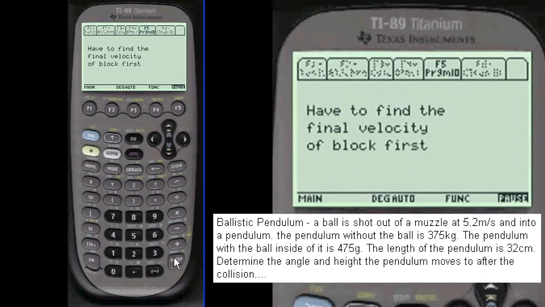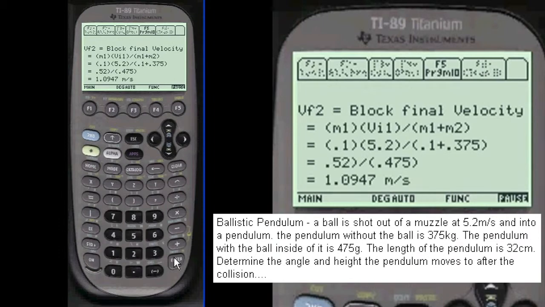To find the block velocity first, and with these calculations it's 1.09 meters per second. But you notice in my programs I'm trying to make everything very clear. In other words, this is the mass 2 and the final velocity of mass 2, which is the block final velocity, and m1 is the bullet mass, and velocity of the bullet is vi. You'll notice vi, which means initial.